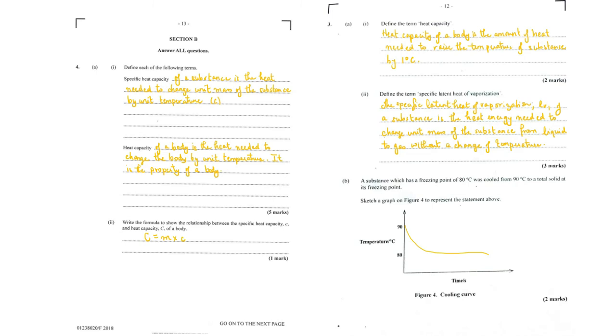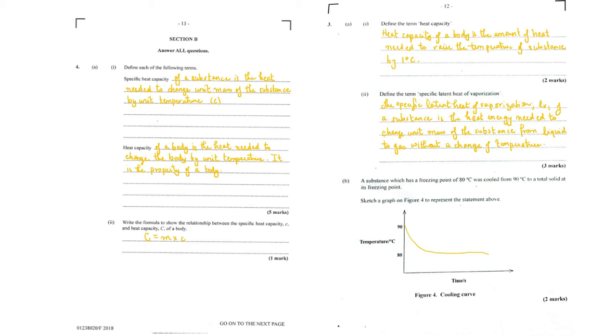All right, so define the term heat capacity. Heat capacity of a body is the amount of heat needed to raise the temperature of the substance by 1 degree Celsius. So it's not specific, it's just whatever substance or whatever mass you're trying to raise by 1 degree Celsius. Okay, so there's a difference. Specific heat capacity deals with specific units, like 1 kilogram you're trying to raise by 1 degree Celsius, whereas heat capacity is the entire body. So if you're trying to heat up, it doesn't have to be 1 kilogram, it could be 500 grams, right? So you're trying to raise the 500 grams by 1 degree Celsius, okay? So that's the difference between the two.